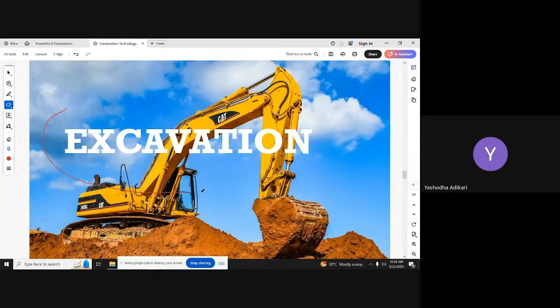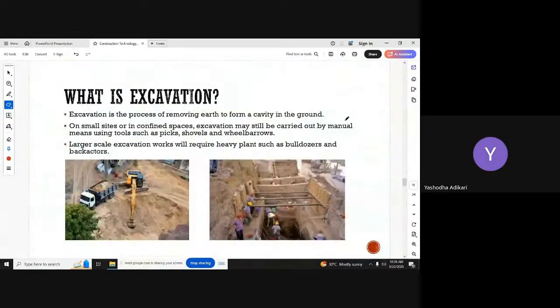Next, the new topic is excavation. Right, this excavation is one of the very important parts of our construction industry. Sometimes we have to do very deep excavations. Sometimes we are doing small digging works. But most of the time in our projects, we have to go for deep excavation. I will show you.